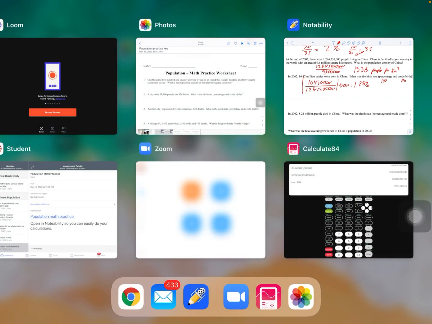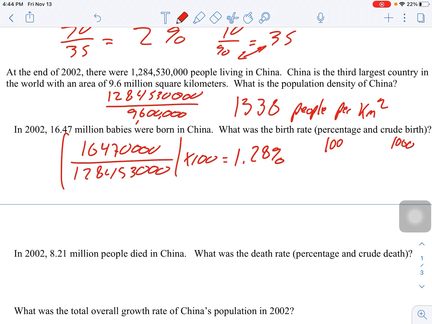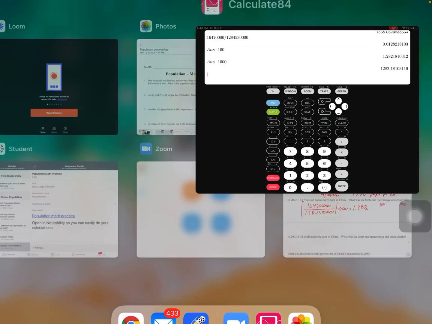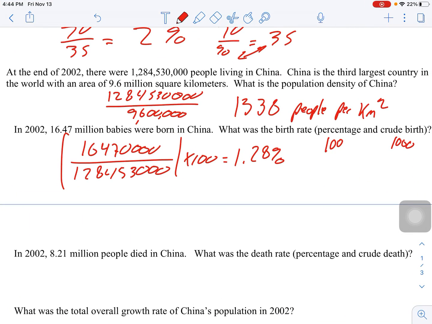And a crude birth rate is going to be the same thing, but we're going to add another 0 to that. So the birth rate is 12.82 per 1,000. That would be the crude birth rate, CBR.